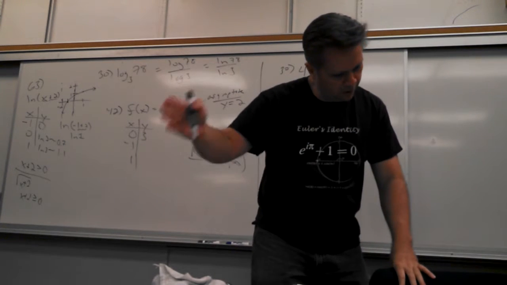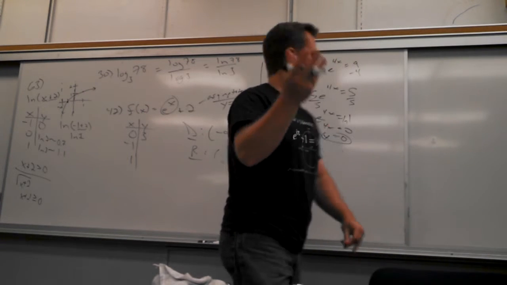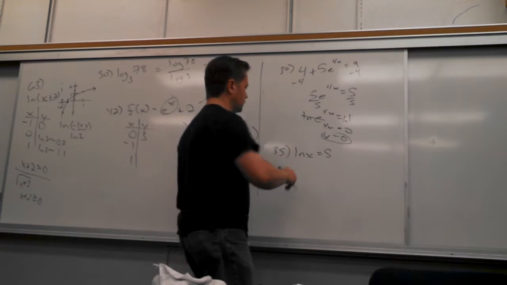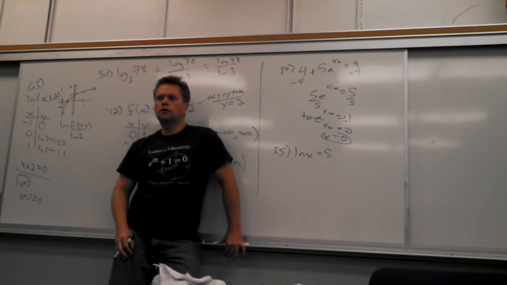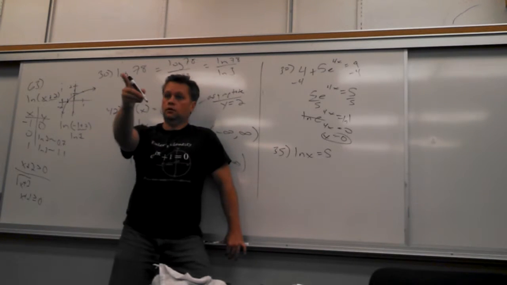Maybe I won't do every single one. 35 is a good general one to talk about. How do I solve that? You rewrite it: e to the 5 equals x.